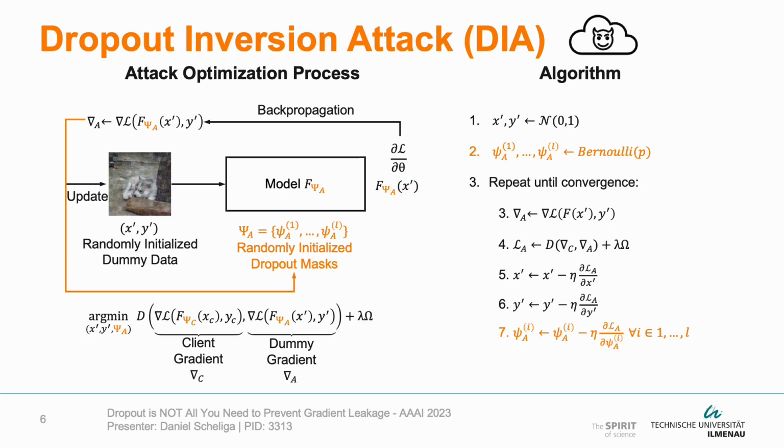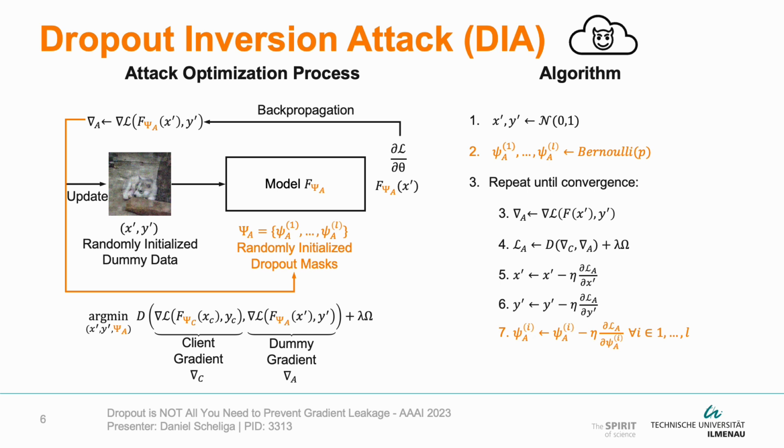Of course, in reality, the attacker does not have this knowledge. But how can we still make the attack work? We argue that if the attacker finds a close enough approximation of the client dropout masks, he still bypasses the privacy-inducing effects of dropout. To find a model realization for the attacker that is similar to the one of the client, we propose to optimize the dropout masks psi that are used for the forward propagation of the dummy data during the gradient inversion attack.